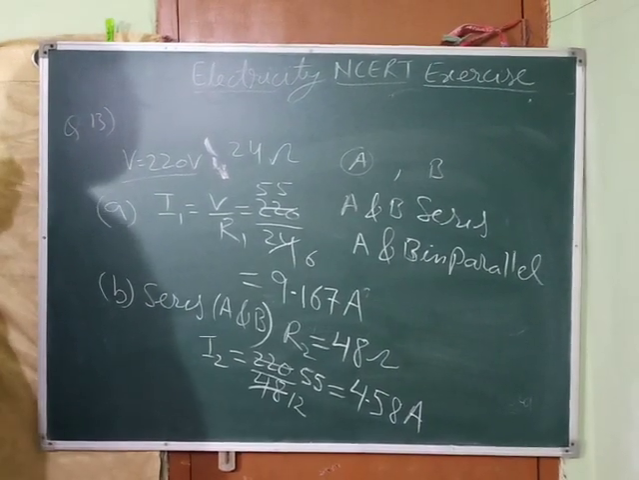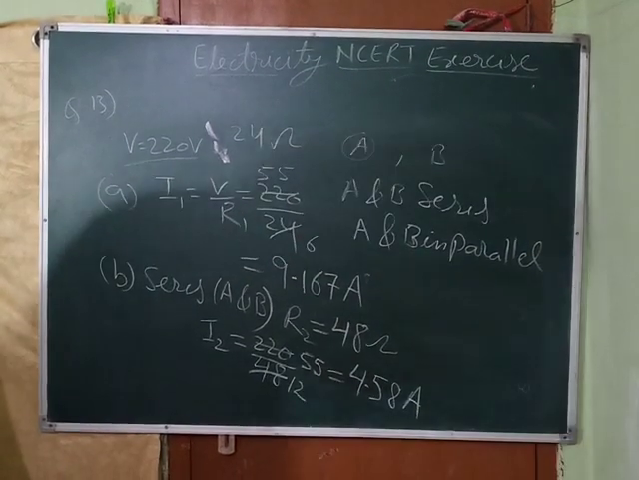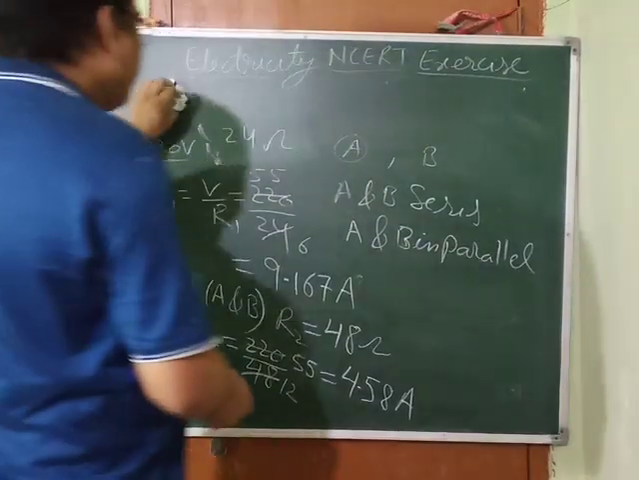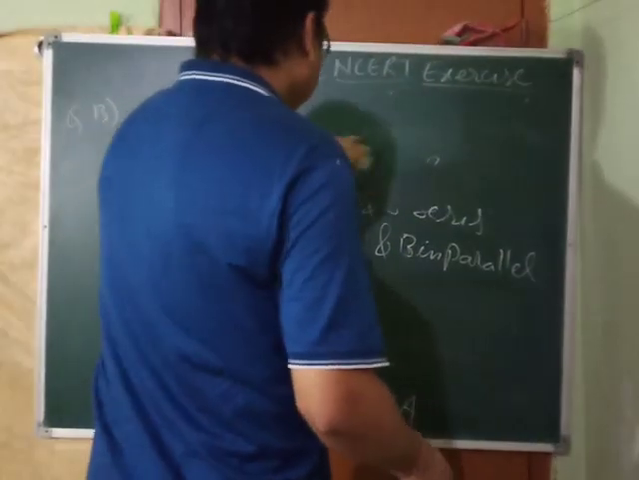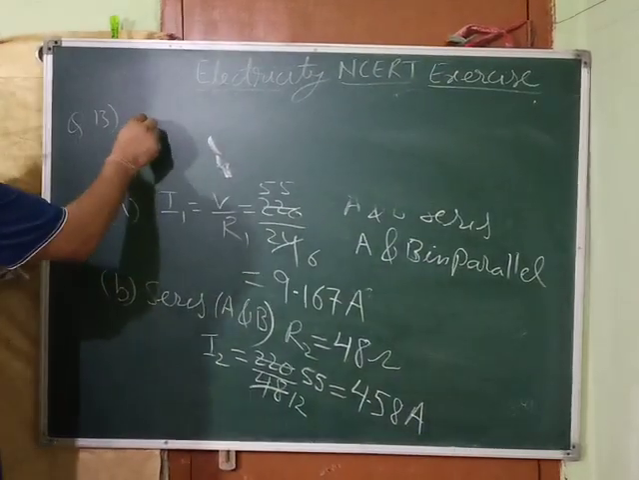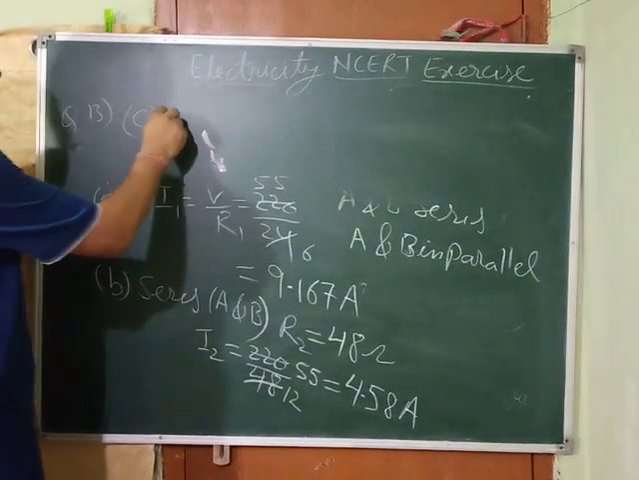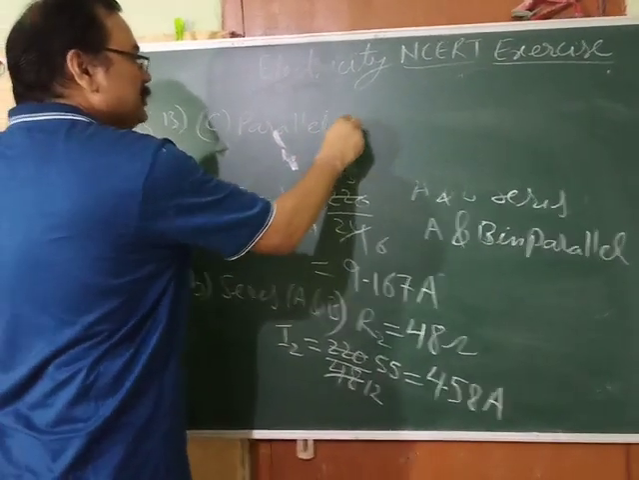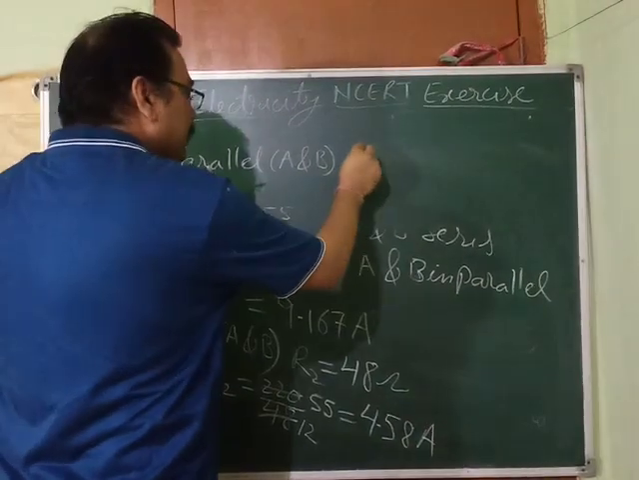Now next, and the last, is when they are connected in parallel, then what will be the current through the circuit. So when they are connected in parallel, then let's see what happens. I'm doing the C part here. Okay, when they are connected in parallel, so I'm writing here parallel. Okay, who is connected in parallel? A and B.